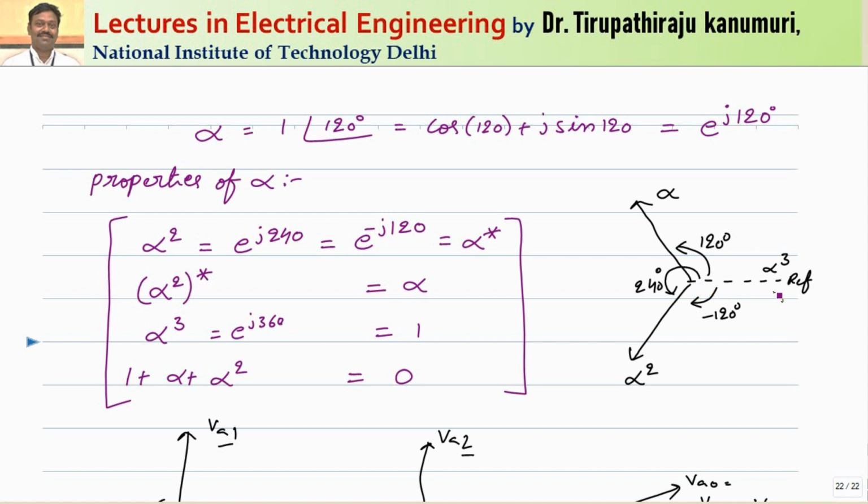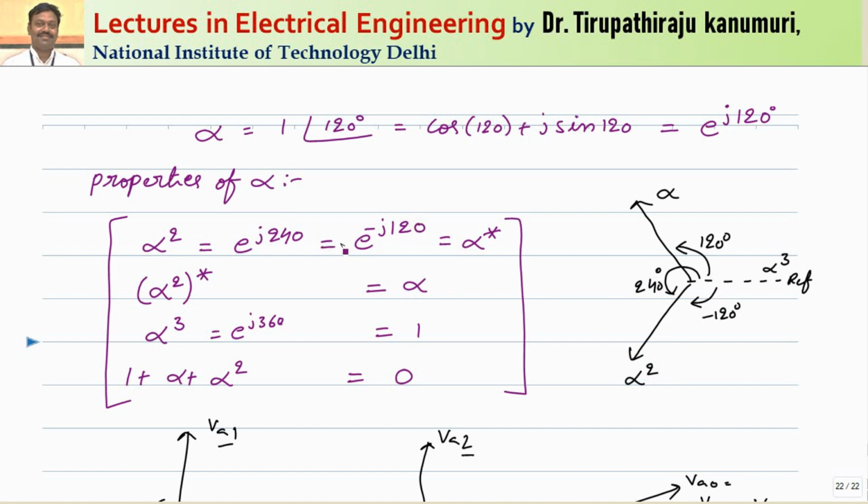So if you take this as my reference value, and with respect to the reference you multiply with alpha, alpha will displace it by 120 degrees in the anti-clockwise direction. So alpha will be here. If you multiply alpha with alpha again, or alpha square, it will displace it by 120 degrees more. So alpha square is displaced by 240 degrees, and this 240 degrees I can represent as minus 120 also.